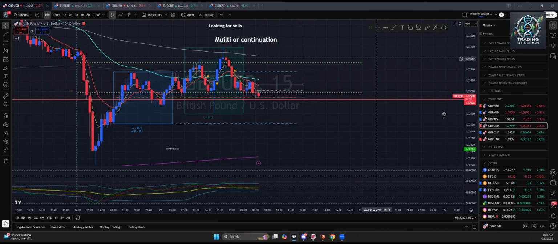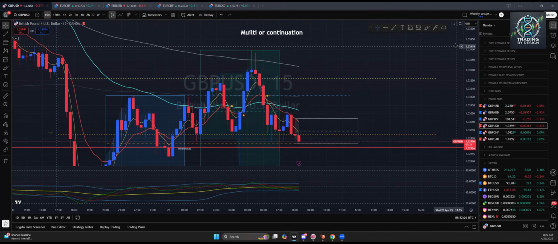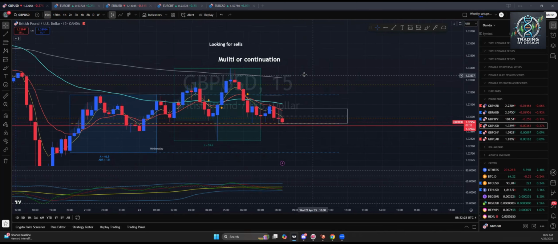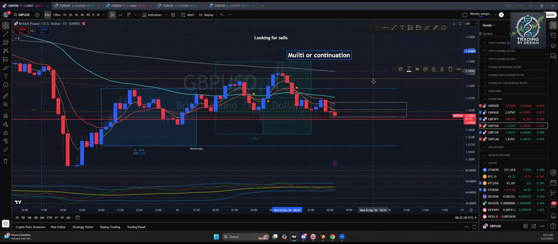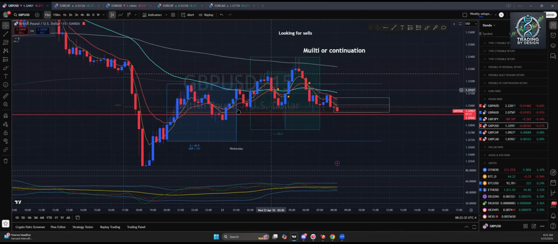All right, going to the 15-minute chart. Let's see what will happen today. All right, so I do see here in the London session did create a type 2 M, which is this right here.